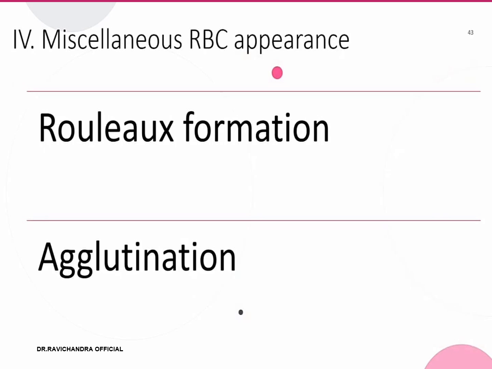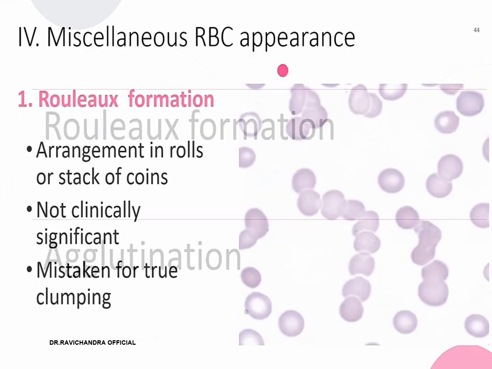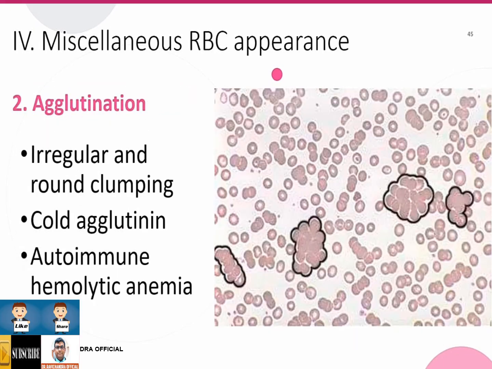And under the miscellaneous conditions based on the RBC appearance, there may be rouleaux formation or agglutination. In the practical viva examination, they will ask you what is the difference between rouleaux formation and agglutination. Rouleaux formation is arrangement of red blood cells in rolls or stacks of coins, and they are not clinically significant. They are mistaken for true clumping. Coming to agglutination, they are irregular and round clumping. They are seen in cold agglutinin disease and autoimmune hemolytic anemias.